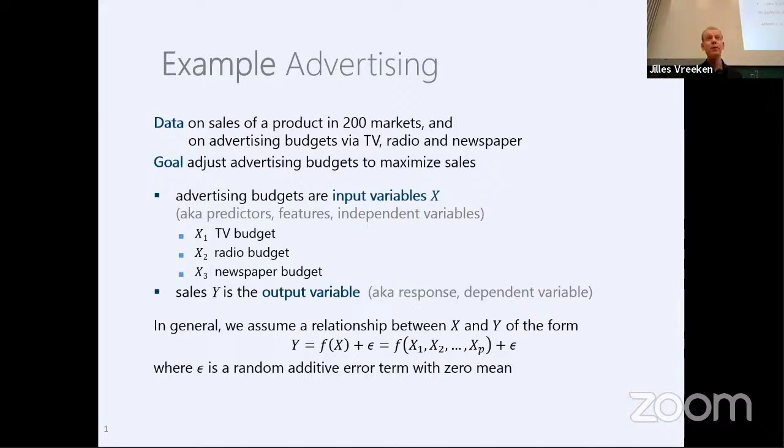Now, the budget that we allocate per medium, we're going to call this X. Well, that's this one over here, X. And well, there's different flavors of X. So we have X1, that's the budget we spend on TV, X2 on radio, X3 on newspaper, and well, perhaps we can add Facebook and the likes as well.